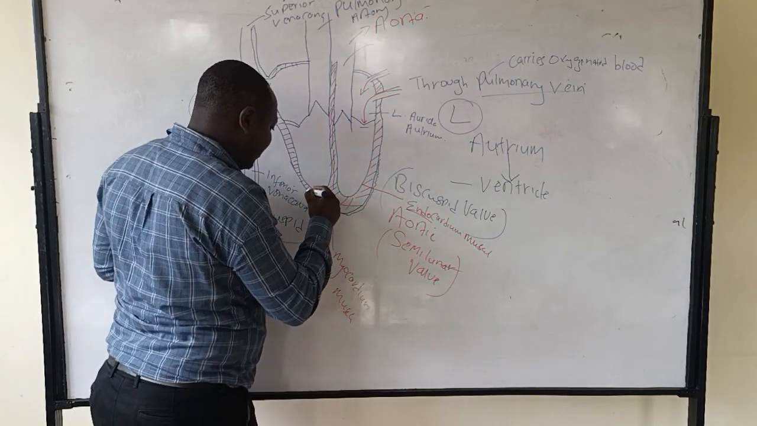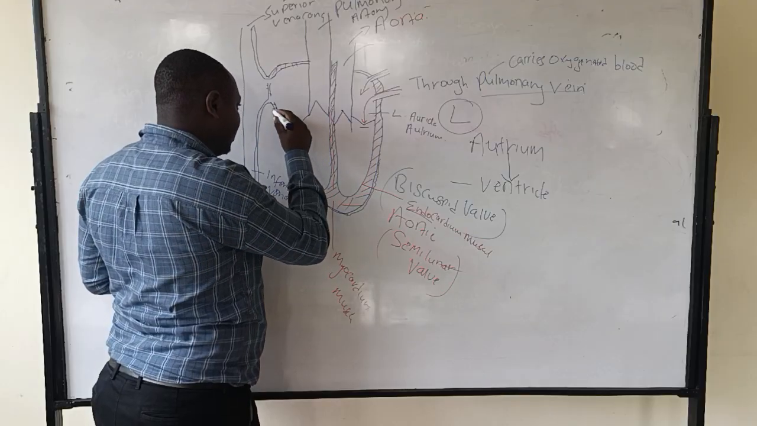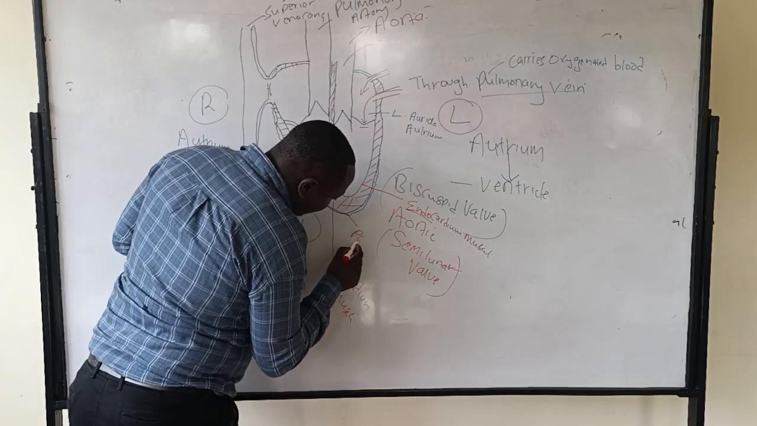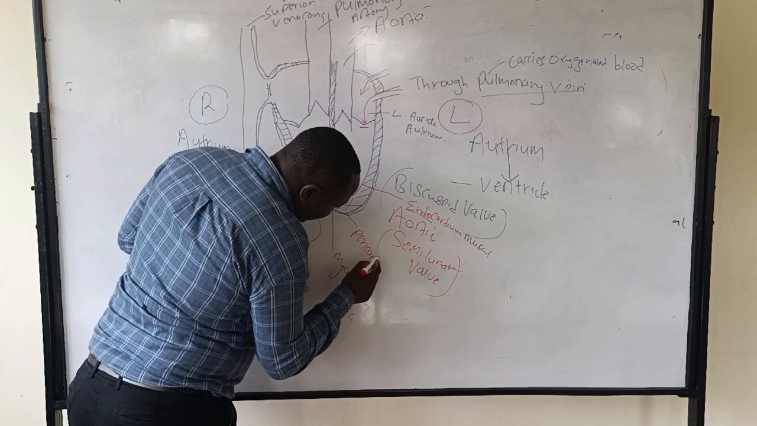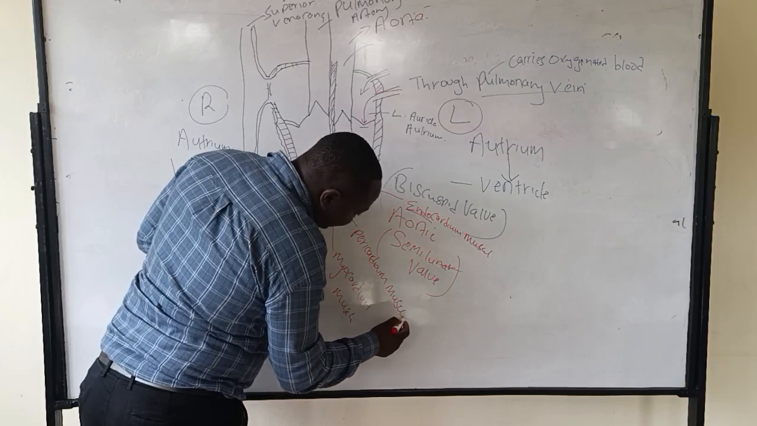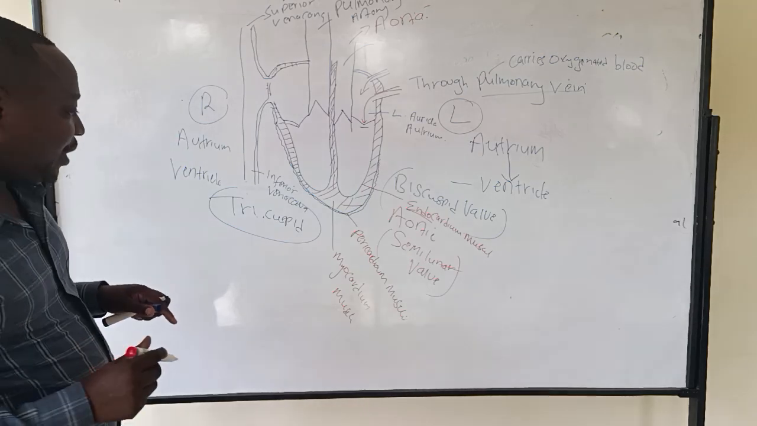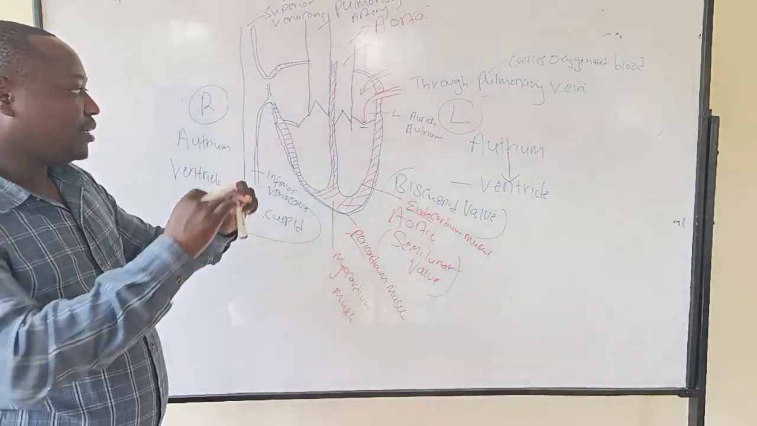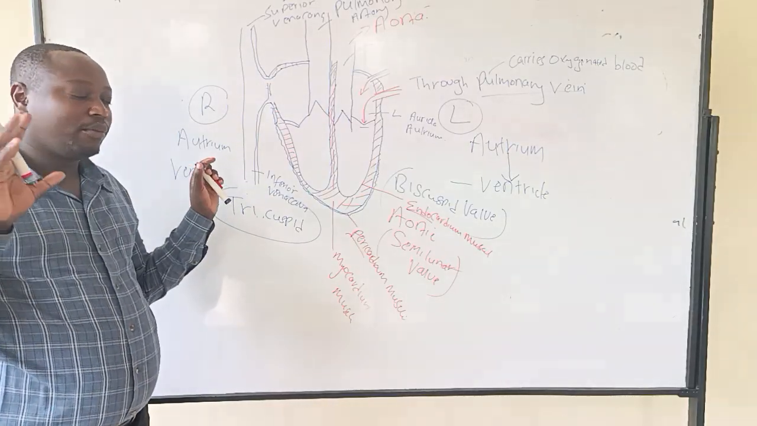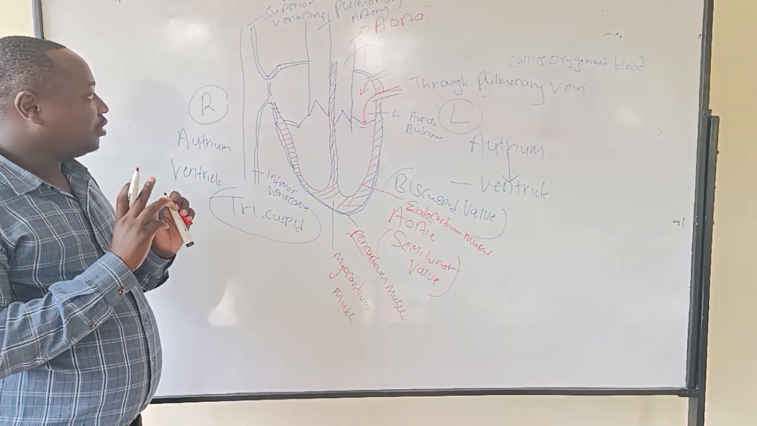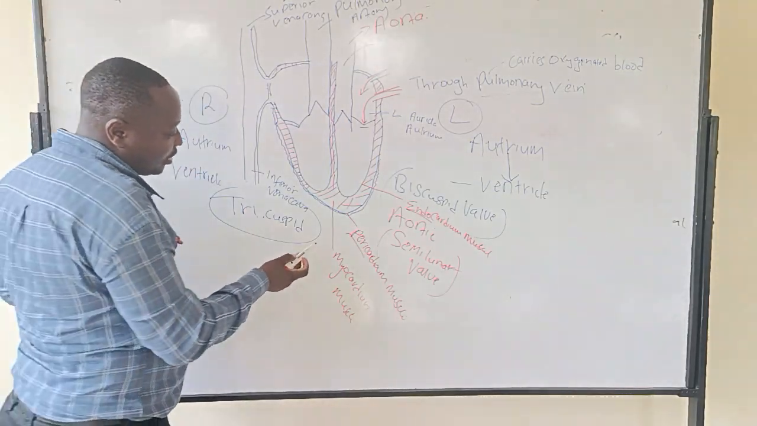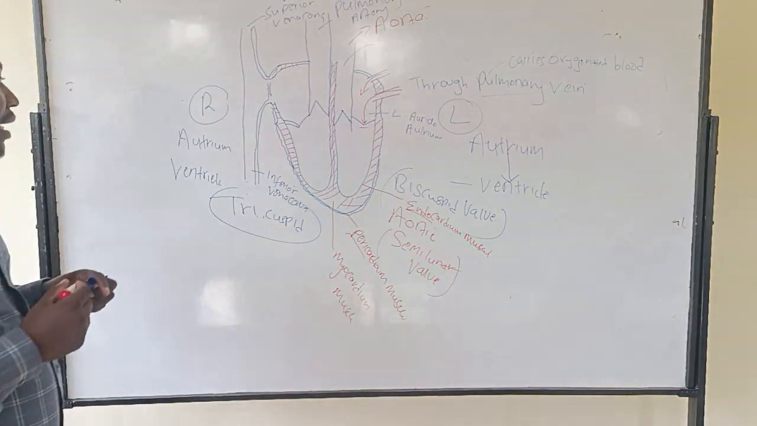Then on the outside of the heart, what I've just shaded is what we call the pericardium muscle. For the pericardium, peri means perimeter, so it covers the heart and also protects the heart and prevents the heart from over-expanding when it is contracting and relaxing.